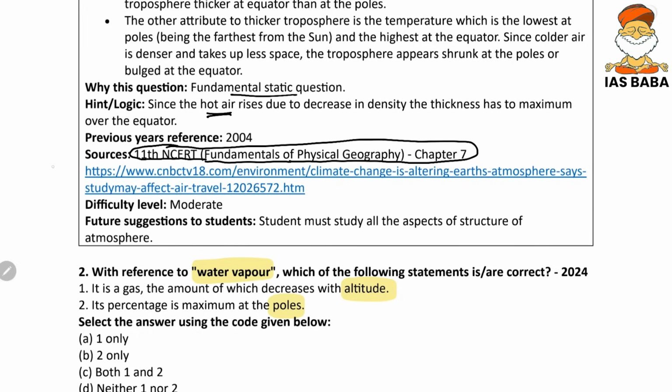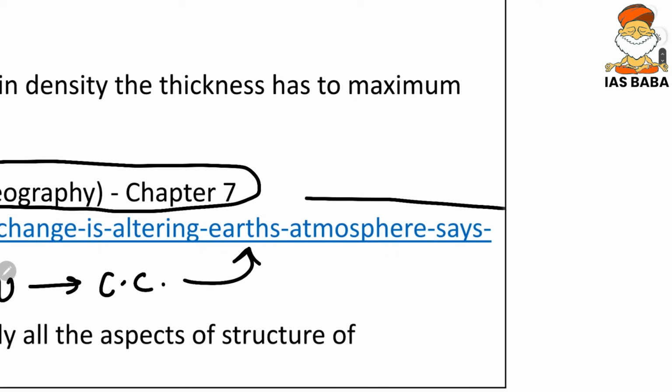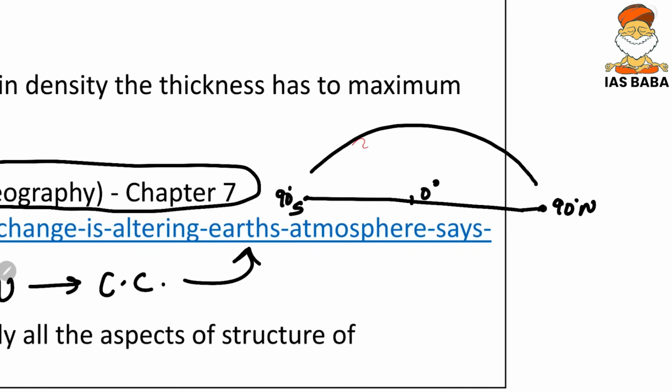And in that year, 2024, it was mentioned on CNBC news also that because of climate change and global warming, the atmospheric layers are being altered. You must have studied that this is how the thickness of the troposphere looks. This is the equator and these are the poles. Because of climate change, the thickness of the troposphere is increasing, because global warming is causing hot air to rise much higher into the troposphere. Because of that, the troposphere thickness is said to have increased.